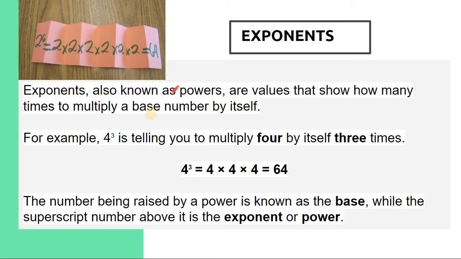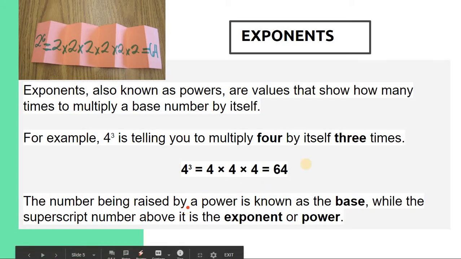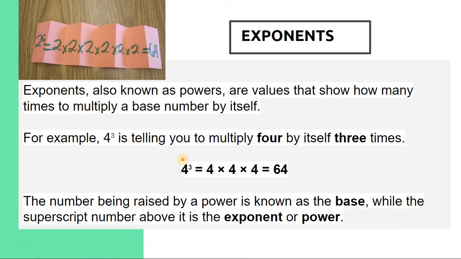As we said earlier, exponent is power. So that is the 3, and then your base is 4. So 4 raised to 3 is telling you to multiply 4 by itself 3 times. So 4 raised to the power of 3 is equal to 4 times 4 times 4, or 64. The number being raised by a power is known as the base, while the superscript number above it is the exponent, or power. Again, this is just a review of what you already know. Now we know what an exponent is.